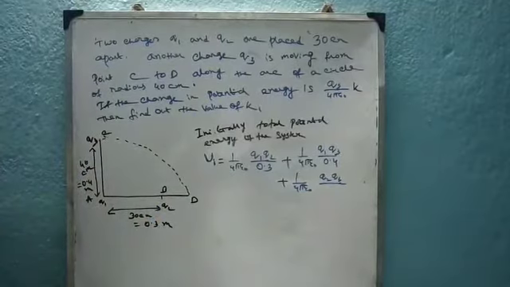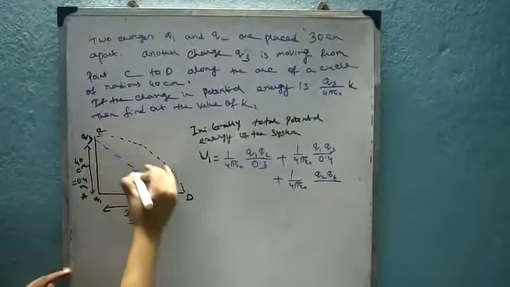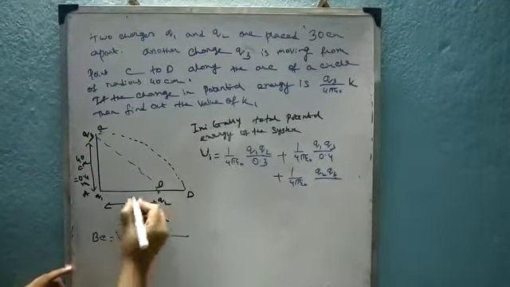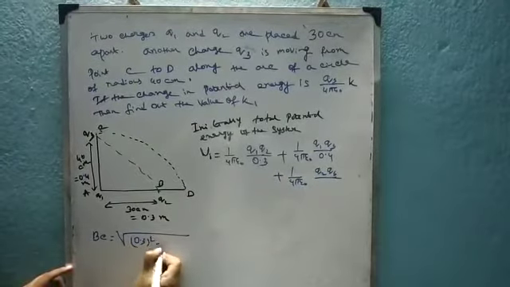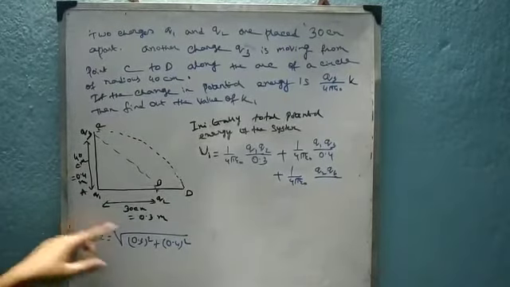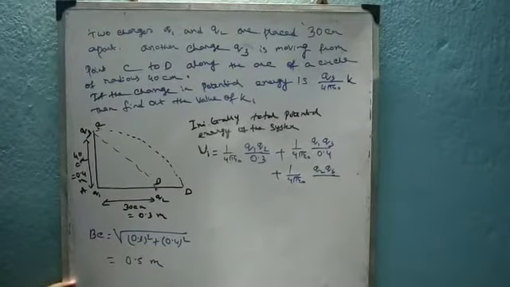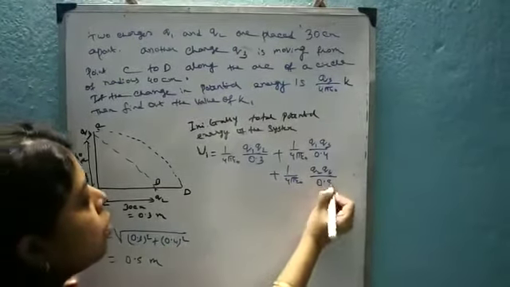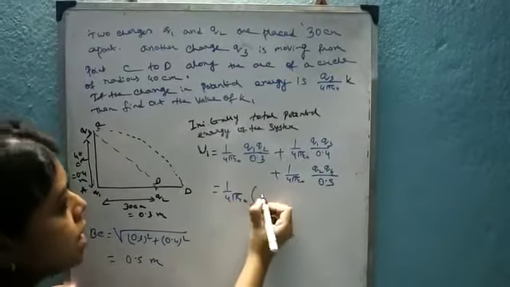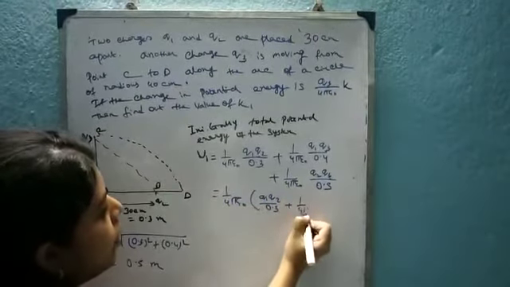We can easily find out the distance. We can find out the distance BC is equal to 0.3 square and 0.4 square. We have applied Pythagoras theorem to find it. That is 0.5 meters. We can put it here. So total initial potential energy of the system is, we can write it this way.